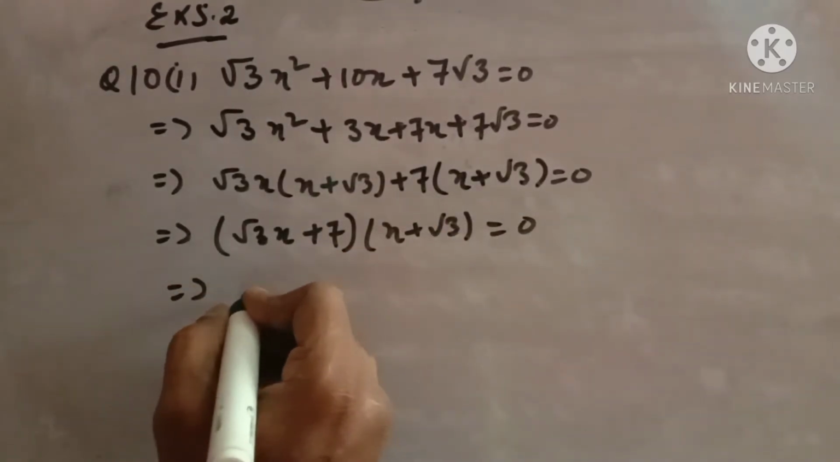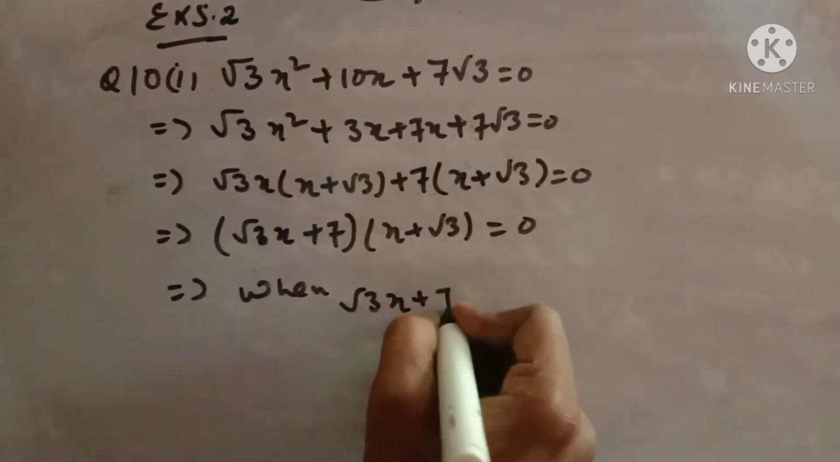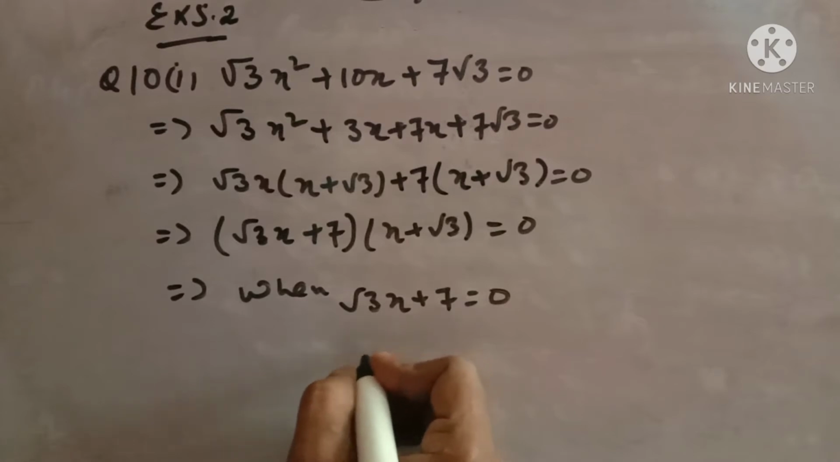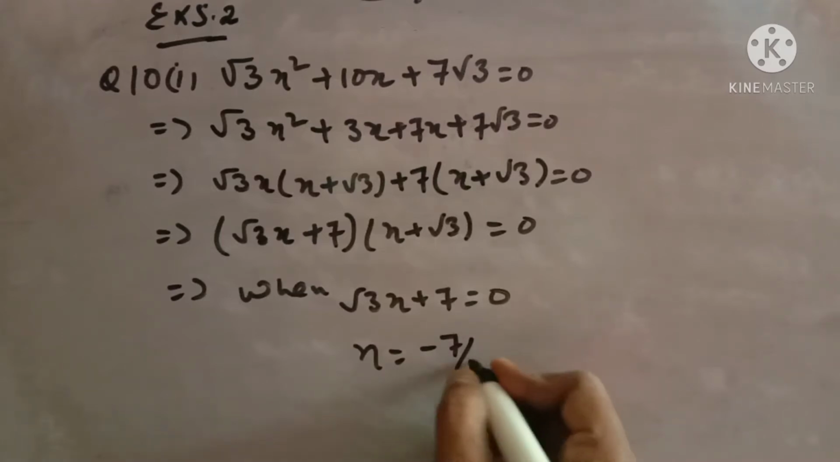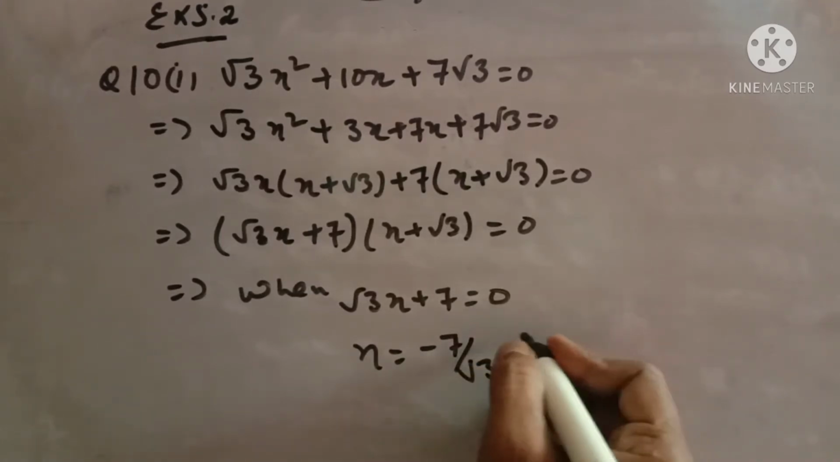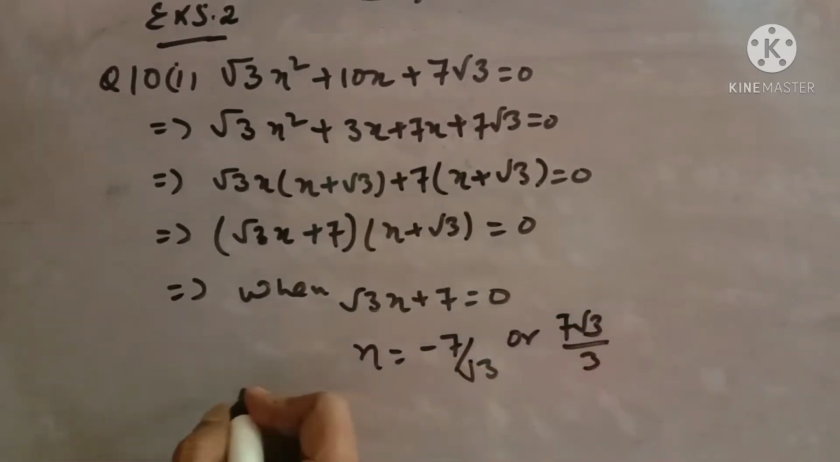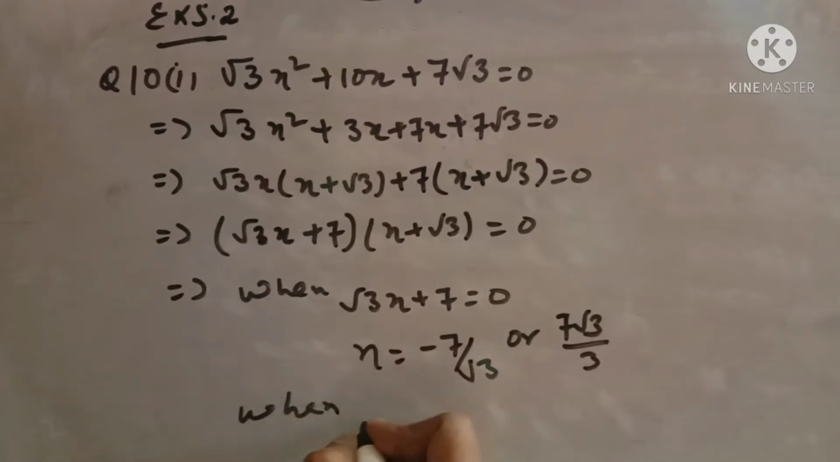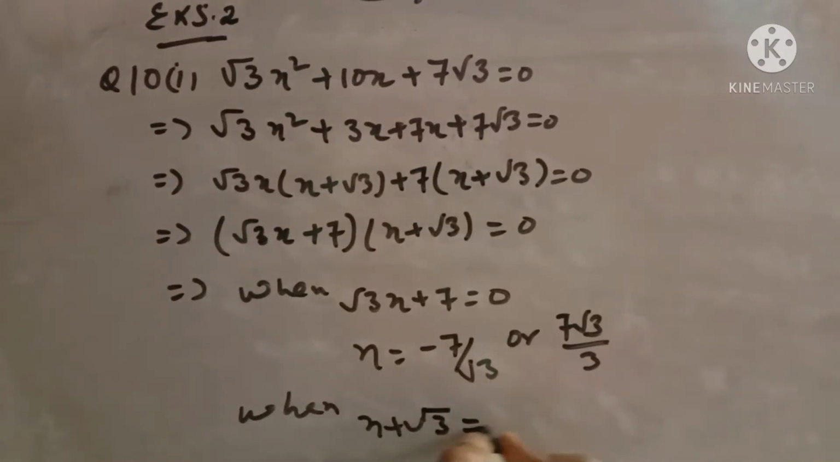So when root 3 x plus 7 equal to 0, that time x equal to what? Minus 7 by root 3, minus 7 by root 3, or you can rationalize it, it will come what? Minus 7 root 3 by 3. When x plus root 3 equal to 0, that time x equal to minus root 3. These are our two roots. Write down please.